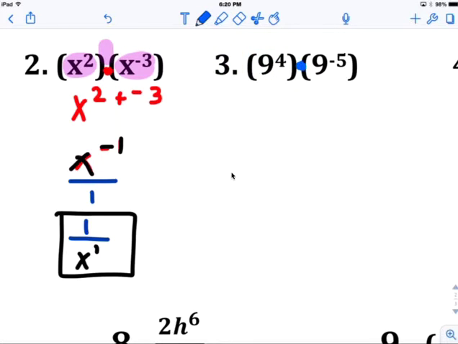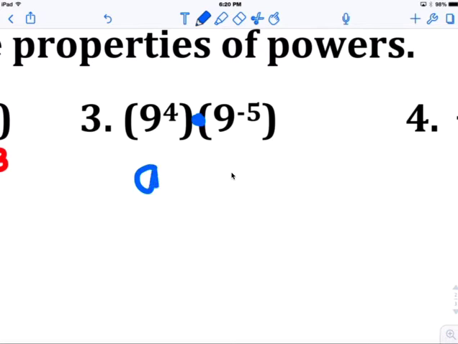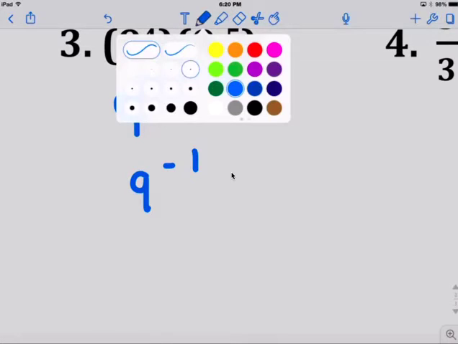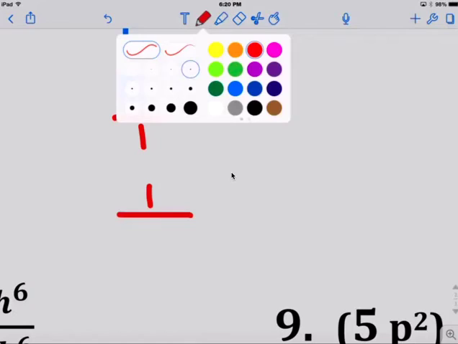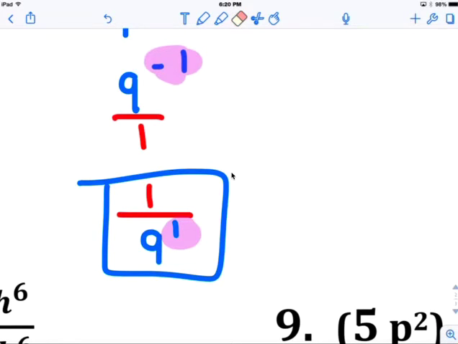Okay? So same here. This is a multiplication problem. I'm going to add the exponents. Okay? So 9 to the 4th plus a negative 5. So I get 9 to the negative 1. This is not simplified. So I put a 1, the same thing as a 1, flip it, 1 over 9. Instead of a negative 1, flipping it over makes it a positive 1. And this 1 can be invisible, becomes 1 over 9.